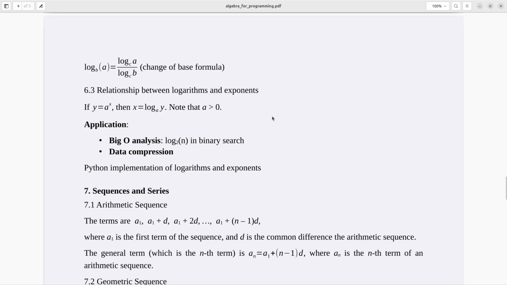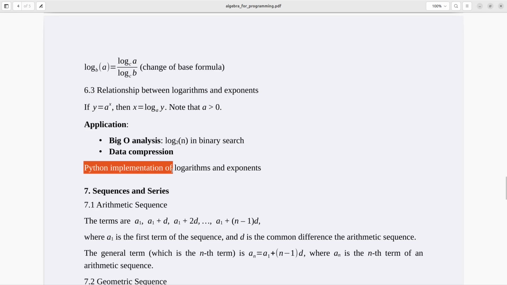How can we use logarithms and exponents? We can use them in back-end analysis of algorithms. For example, the number of searches required in a binary search is equal to log of n with base 2, theoretically. And also we can use exponents and logarithms in data compression. For example, Huffman coding relies on logarithms to help us get the number of bits to store the data.